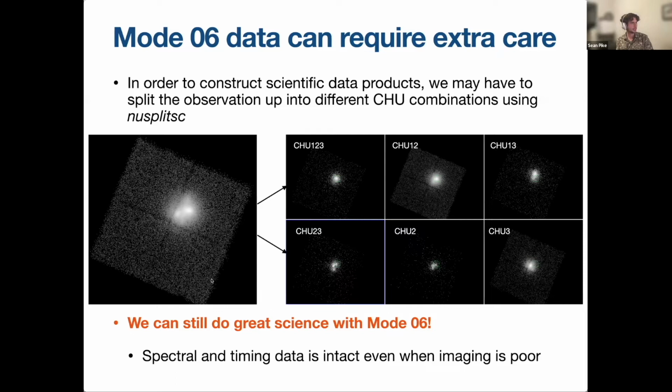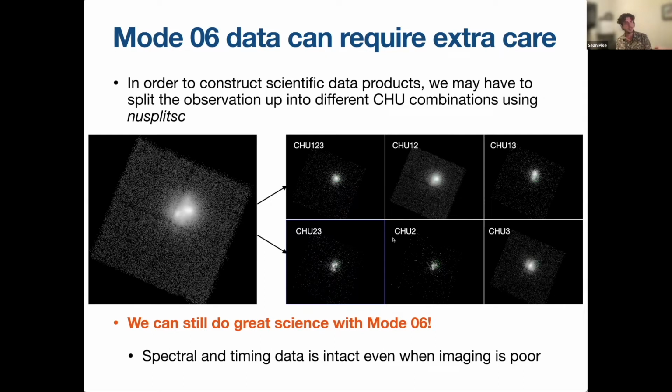So here I'm showing an example of that from a source that I'll talk a little bit more about in just a minute. Here on the left, I'm just showing the image using all the mode 6 data, so just every mode 6 photon. And then when I run this routine NuSplit-SC, which just comes with NuSTAR-DAS, it splits it up into these 6 different combinations, essentially.